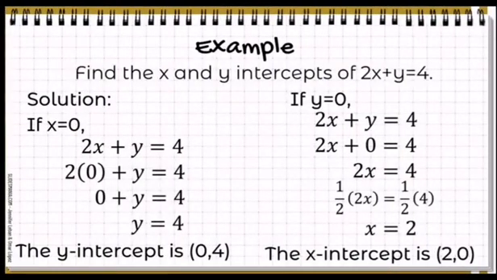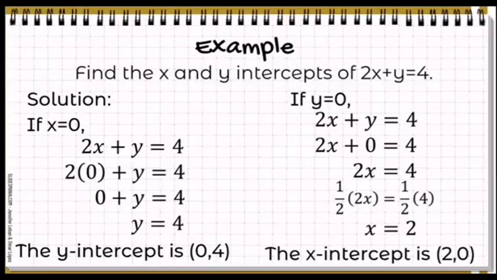Example, find the x and y intercepts of 2x plus y equals 4. Solution, if x equals 0, substitute x with 0 in 2x plus y equals 4. So we have 2 times 0, which is 0, and then plus y equals 4. So y equals 4. Therefore, the y-intercept is (0, 4).